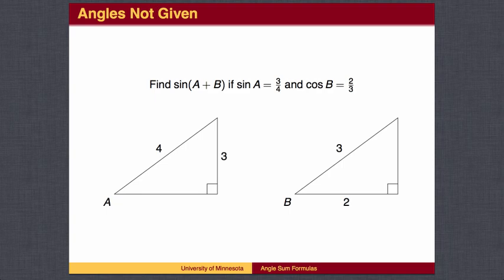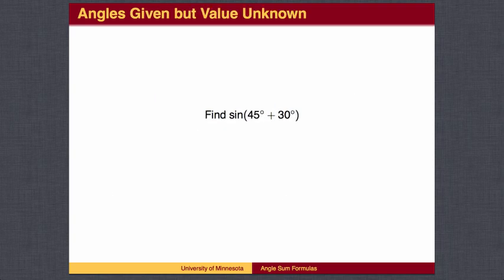But you may also be given information about the sine, cosine, or tangent of the two angles, and then you'd have to use the inverse trig functions to find the angles themselves before you could add. The formulas will give us a much more direct way to get the answer. Even if you know the two angles and can add them, you may not know the value of the sine unless the angle is one of the special angles on the unit circle. In this case, we'll have to rely on the angle sum formula.